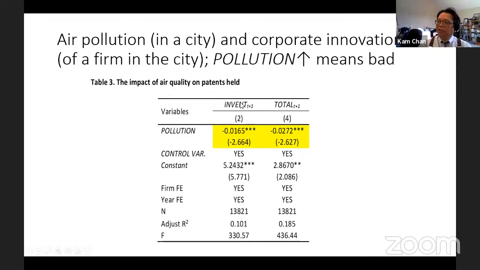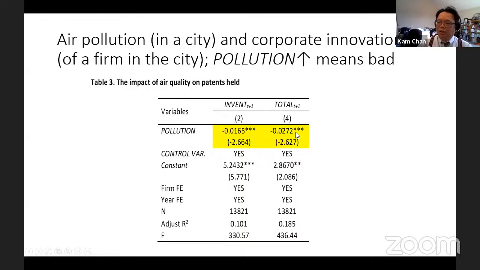Then I look at a company's patents a year later. So I have two measures. One is invention patents. The other is total patents. So these are at the company level. The company needs to be located in that city. Okay. So what I do here, in a multiple regression framework, is I look at the pollution level. A high level means bad. So when the pollution level increases, a company has fewer patents.